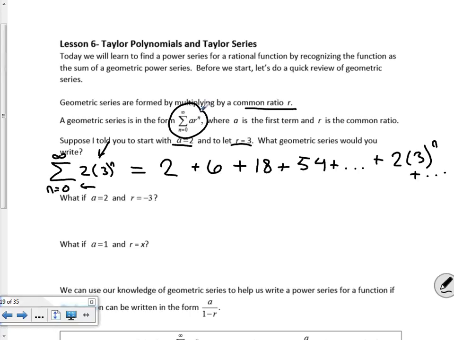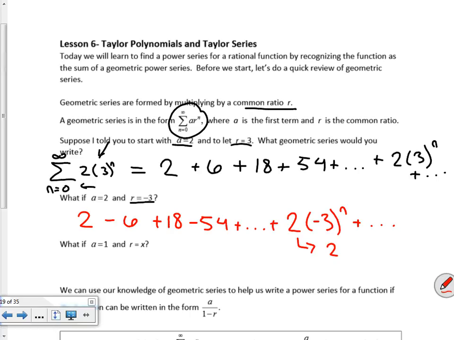Okay, but what if I change r to -3? Then my first term will still be 2, because a is still 2. Then my next term will be -6. The following term will be positive 18 again, and then -54. So you can write the general term in 2 different ways. You could write it as 2 times -3 to the n, or you could write it as 2 times -1 to the n times 3 to the n.